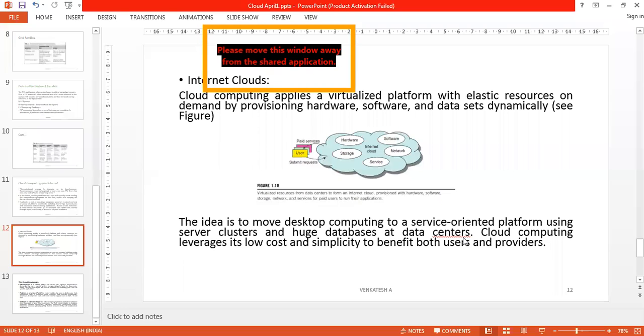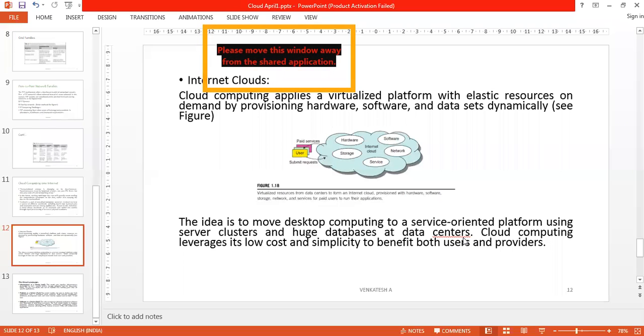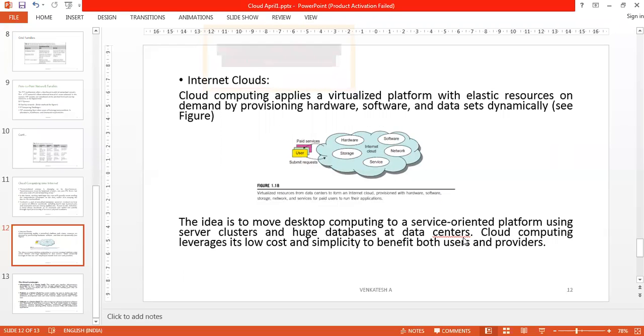That means cloud computing provides low-cost services. For example, an organization or company cannot procure each and every software. They may have requirements for a specific project, and if the cost is very huge, obviously they go for cloud-based services. They'll install virtual machines and consume the software that they want, installing it virtually on their laptops. They'll pay on a daily or weekly basis. There are many pricing models, and they'll go with whichever is appropriate. That means cloud computing leverages its low cost and simplicity to benefit both users and providers.